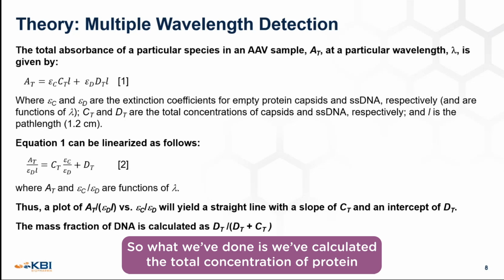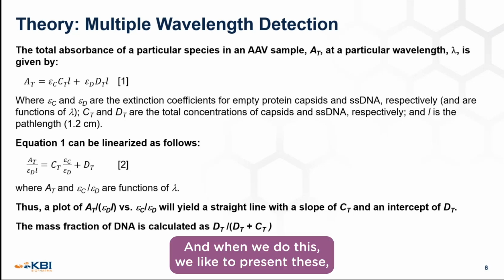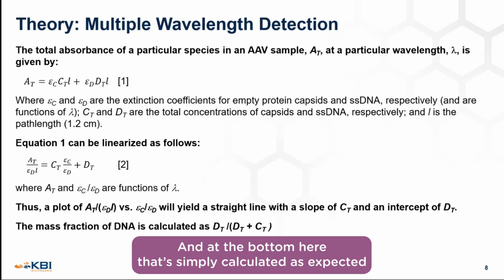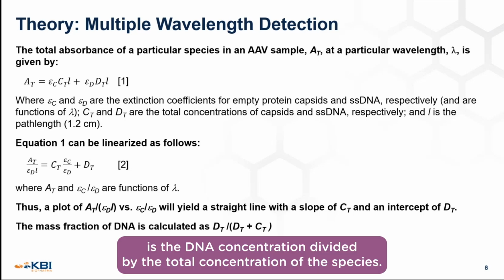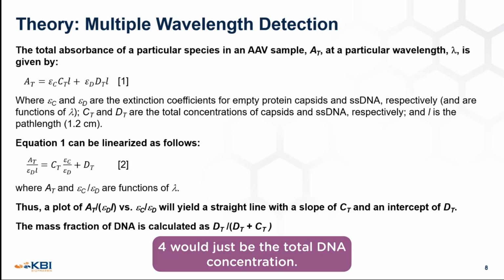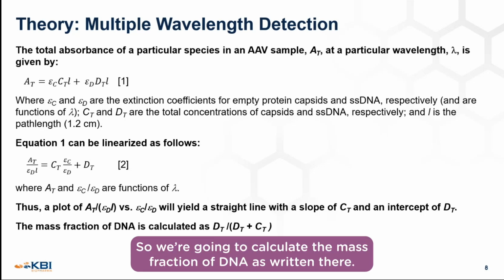So what we've done is we've calculated the total concentration of protein and the total concentration of nucleic acid for a peak. And when we do this, we like to present these results as the mass fraction of DNA. At the bottom here, that's simply calculated as you'd first expect: the DNA concentration divided by the total concentration of the species. The total concentration of the species, for example for peak 4, would just be the total DNA concentration and the total capsid concentration. So we're going to calculate the mass fraction of DNA as written there.